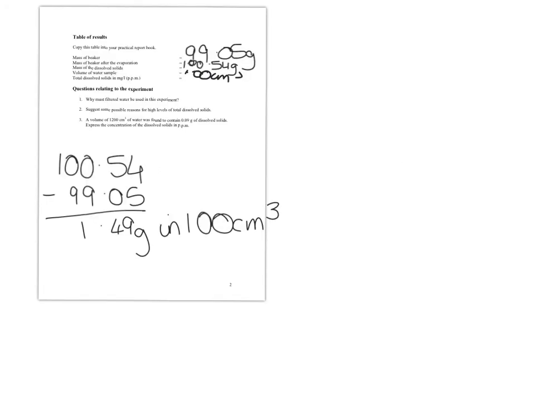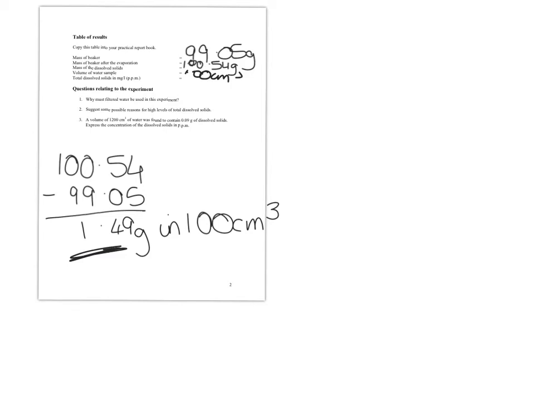Okay, so the mass of the beaker we're using in this method, before we put any water into it, was 99.05 grams. When you evaporated all the water sample off and reweighed the beaker, it was 100.54 grams. So there's a difference there, and you take those away and figure out that your difference is 1.49 grams. So that 1.49 grams must be the dissolved solids.